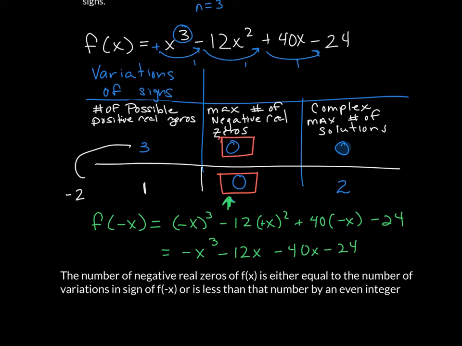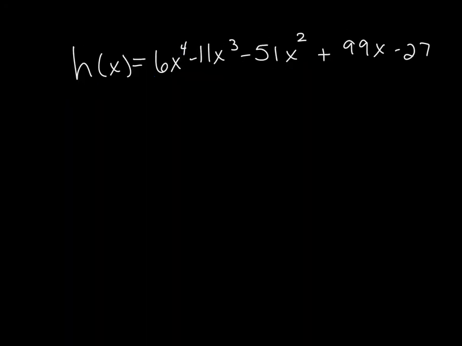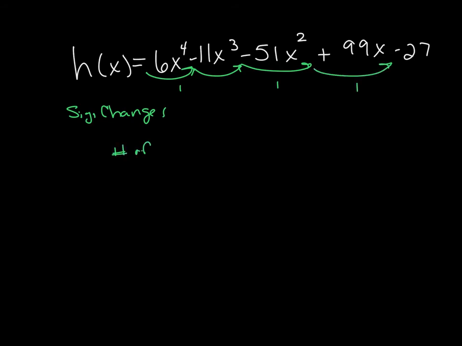I'll do one more example with you. So let's go ahead and count the number of sign changes. And that will give us 1 here, no change, 1 here, and 1 here. So the number of possible positive real zeros, in this case, would be 3.